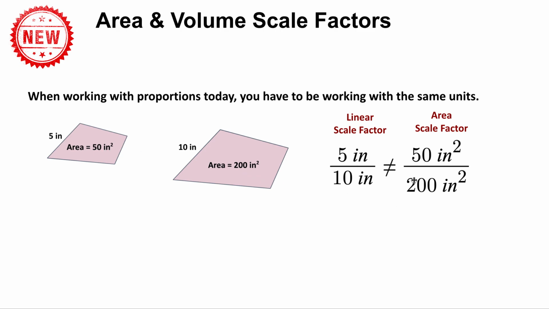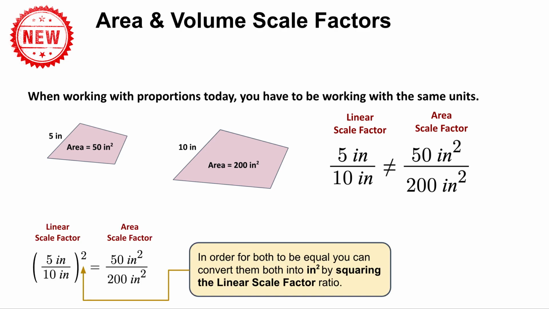You'll notice when I'm working with these as a proportion, they are not equal. 50 over 200 is not going to be the same ratio as 5 over 10. This ratio reduces down to 1/2. This one reduces down to 1/4. Well, wait a minute. Think about that. Remember when you're supposed to square the linear? If you square 1/2, you do get 1/4. But these two fractions are not equal.